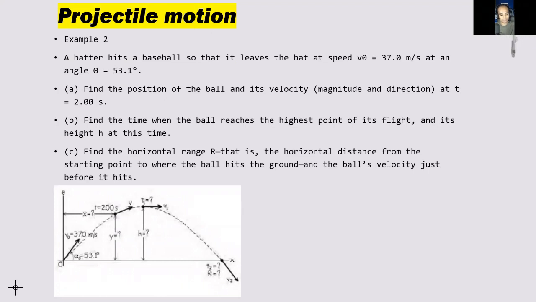Can you see the diagram? It was deflected at an angle of 53.1 degrees, and the given speed is 37.0 meters per second. So this black arrow is 37.0 meters per second. Of course, you have to convert this 37.0 into vx and vy. If you don't convert it, you cannot answer this question.